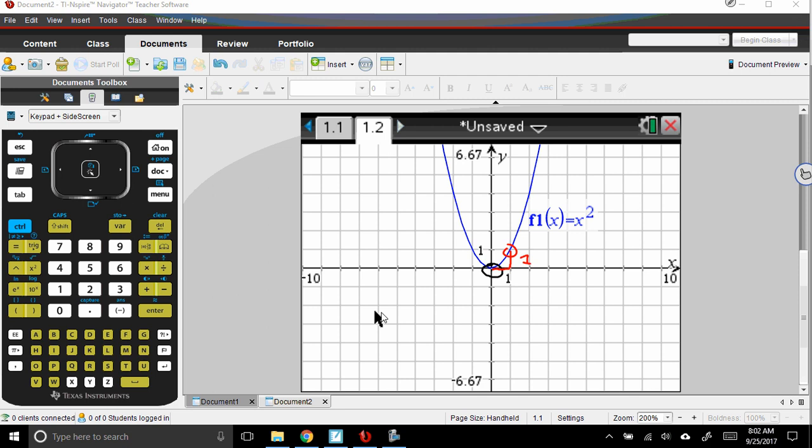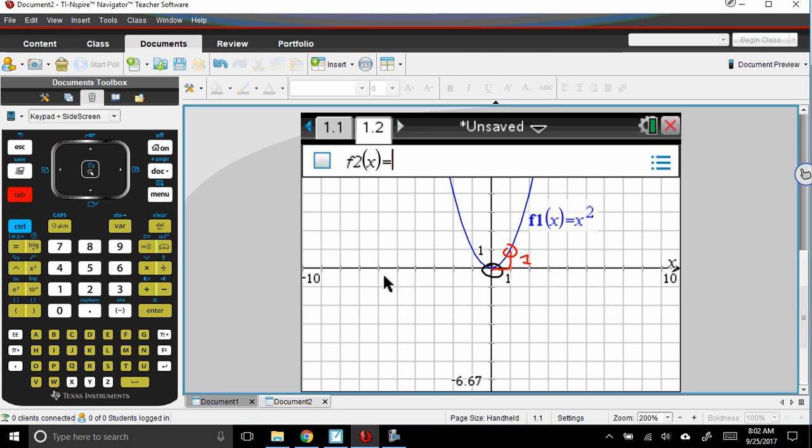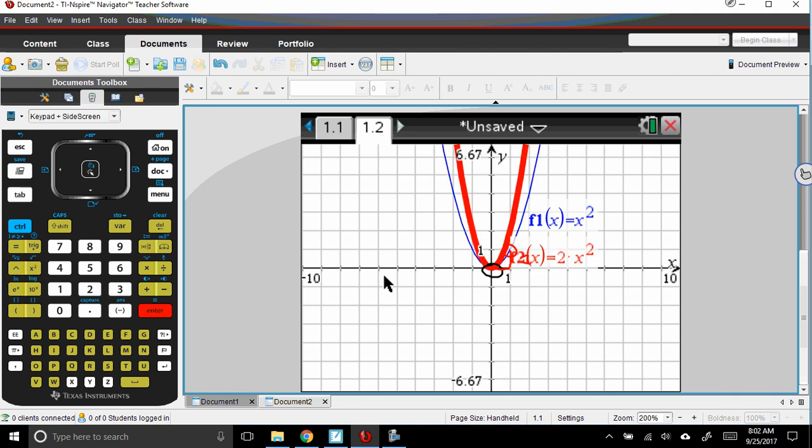So far, so good. Now, what do you think is going to happen if my A value is 2? When I go over 1, how far up do you think I'm going to go? 2. Let's see if that's true. So I'm going to try to plot another function, 2x squared. Now let's see what happens. When I go over 1 unit, I should have gone up 2, and I did.